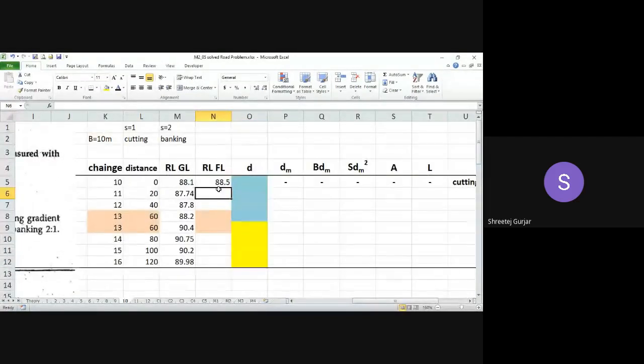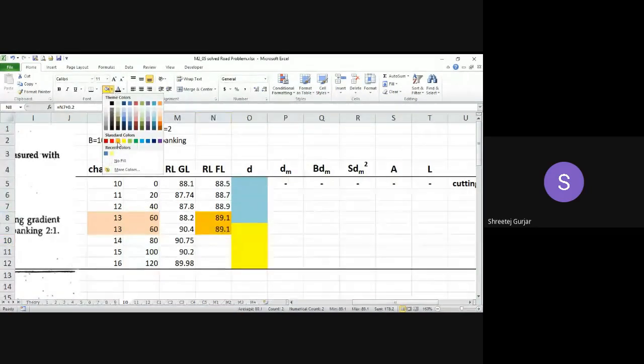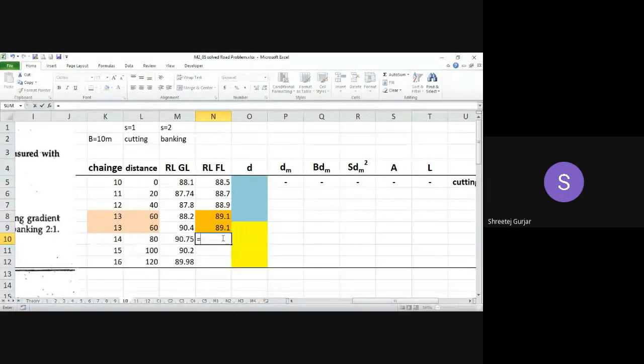So 88.5 plus, because it is a rising gradient, 0.2. It will be similar for all of this, up to here. Here it will be what? 89.1 itself, same thing. Let me mark that in different color. And here again we are going by a rising gradient. This plus 0.5.